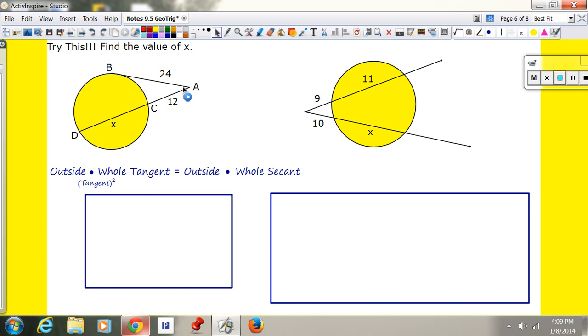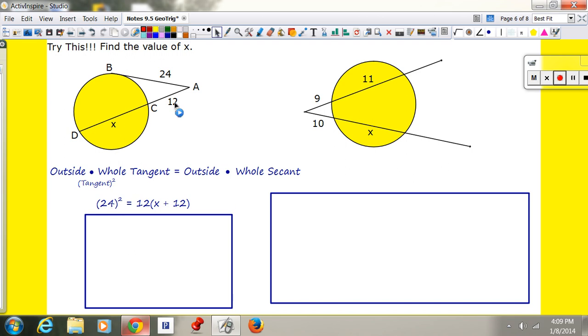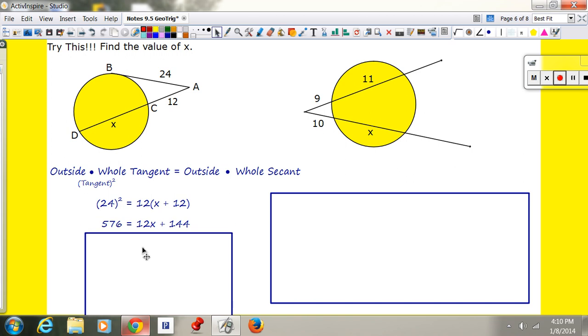The outside piece is 24. The whole thing is 24. So really, it's just the tangent squared here. So 24 squared. The outside piece is 12. The whole thing is x plus 12. So again, you're just going to distribute. You're going to square that. You're going to subtract 144 on both sides. You're going to divide. You're going to get 36 for x. So this x piece right here would be 36. That's just outside times the whole amount. The whole tangent equals outside times the whole secant.